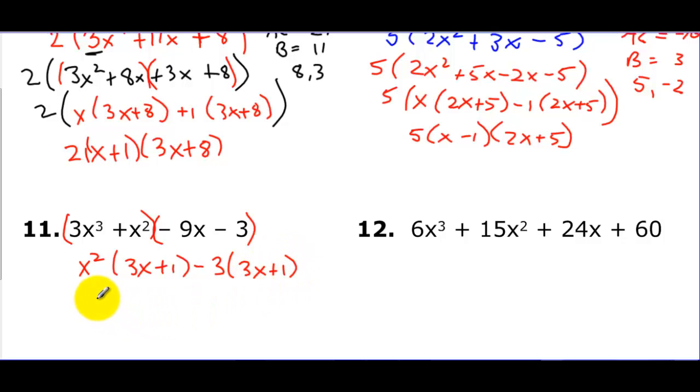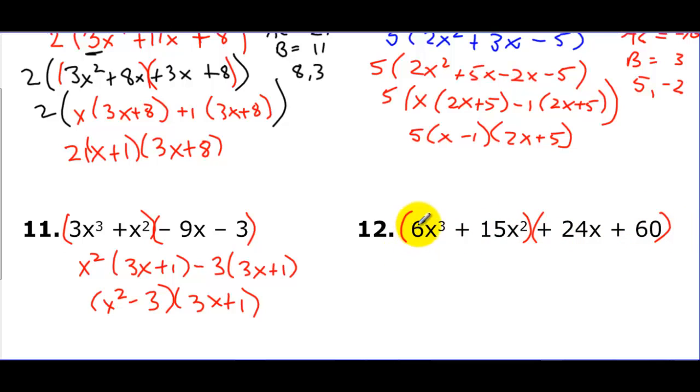Okay. So now I can bring down that x squared minus 3, and I can do the 3x plus 1, and it looks like I'm finished, right? This can't be factored again using the binomial method. Neither can that, right?